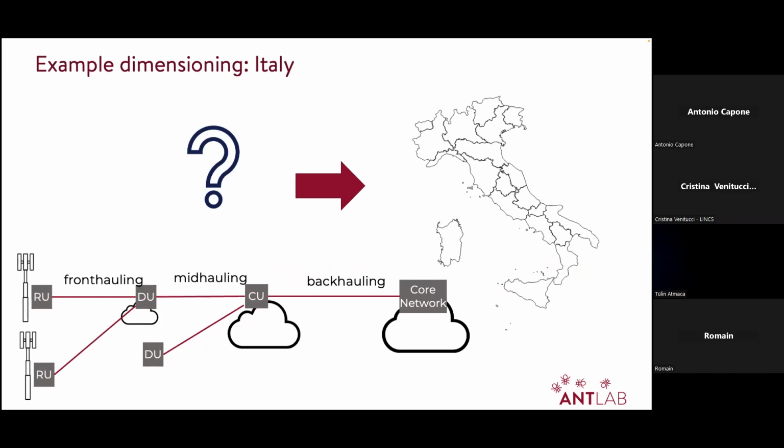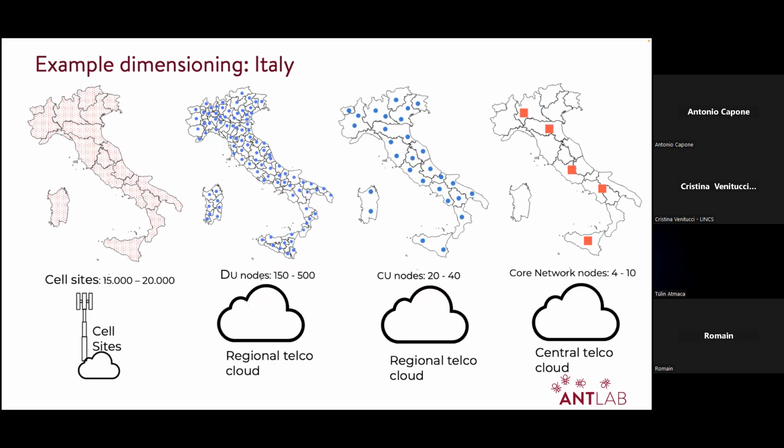Okay, we also did a little exercise with the help of some of the operators. You cannot have a far edge on cell sites, okay? But if you look only at what we call the far edge, for a country like Italy, you need between 150 and 500, 20, 40 sites for CUs and 4 to 10 sites for the central cloud. These are ranges, of course. It depends a lot on exactly the facilities that you have and the kind of architecture that you want to implement. But just to give you a rough number, and probably France is not much different.